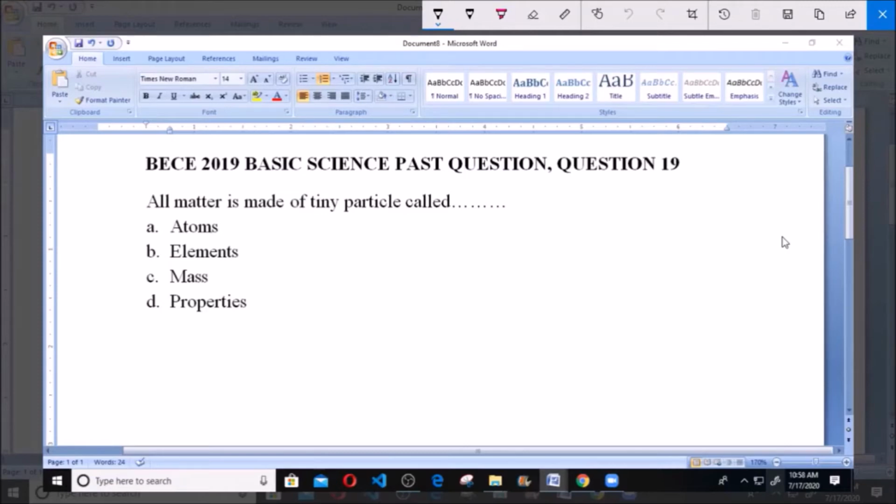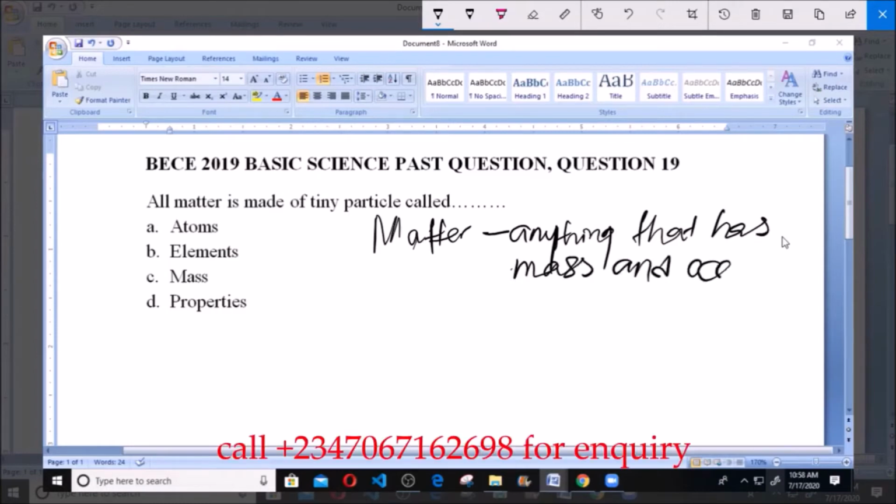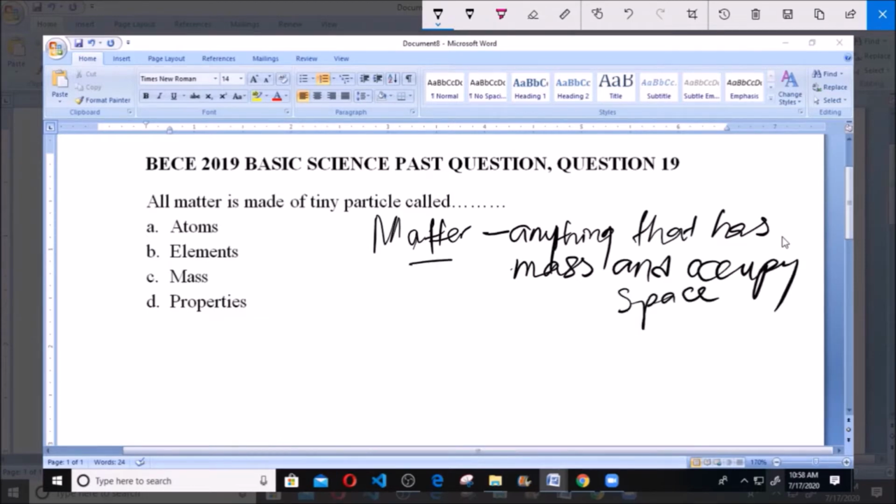Now, like we know, matter simply means anything that has mass and occupies space. Anything that has mass and occupies space is known as matter. Now, they say matter is made of tiny particles called what? Now, for us to pick our answer, we have to understand the meaning of these terms.